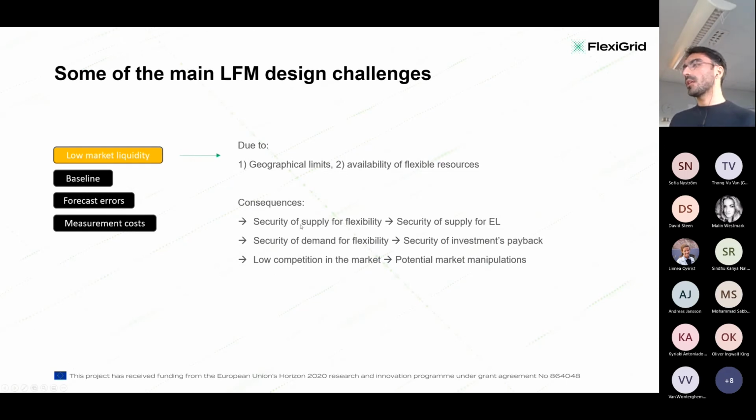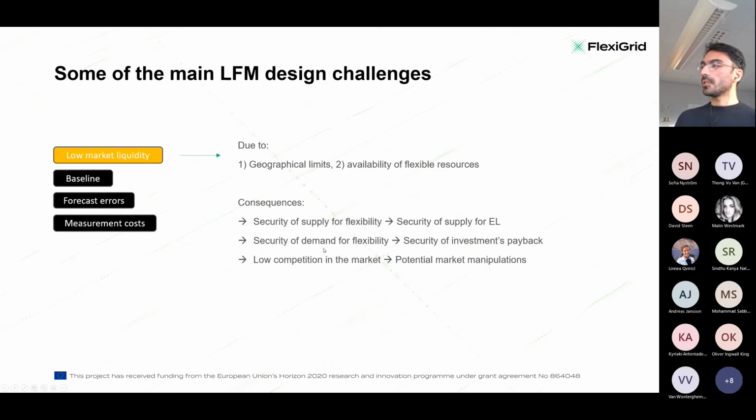Consequences of it can be security of supply for flexibility. Let's say a DSO has decided not to reinforce the grid, and tomorrow the forecast shows that we will have a congestion in the grid, and the DSO wants to purchase that flexibility. You cannot reinforce the grid overnight. You cannot change a transformer overnight. So if you don't have this security of supply for flexibility, you might end up having problems supplying electricity.